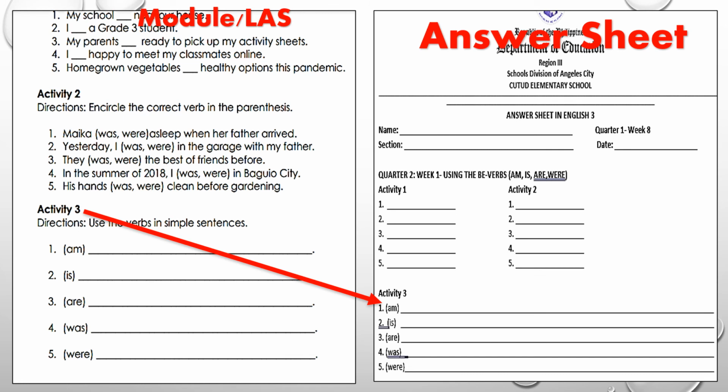So you can write there, I am hungry, or I am going to my Lola's house tomorrow. Or probably I am planning to go with my mother in the market. So it's up to you what you are going to write. So right now you can pause the video so that you can do your activity by writing a simple sentence from numbers 1 to 5.